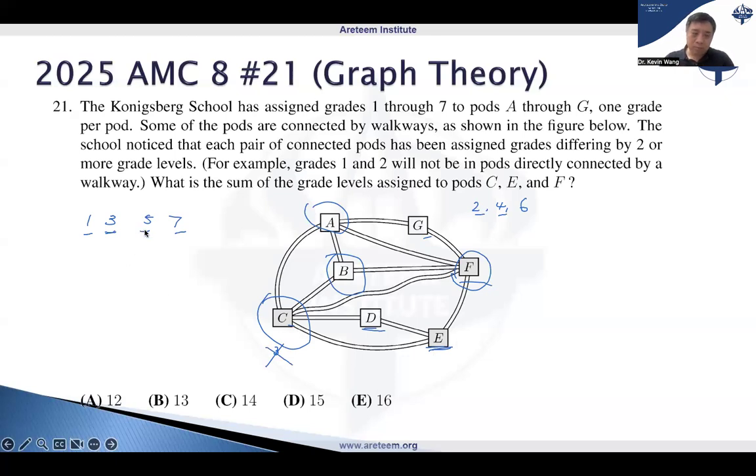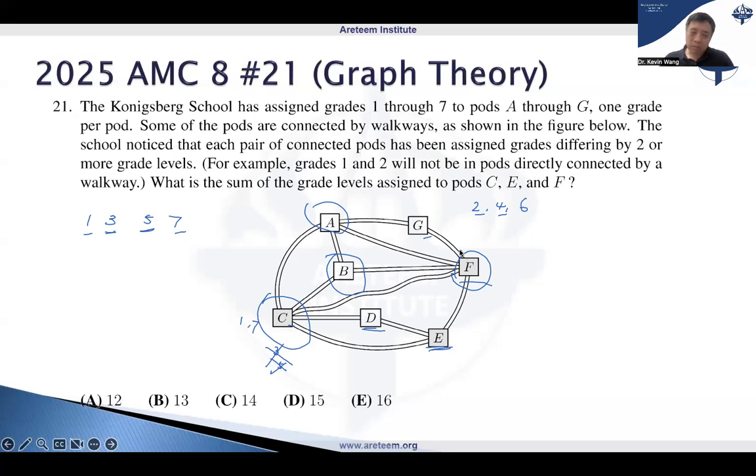Same thing to 5, right? So if you put 5 there, it's going to mean what? 4 and 6 cannot be next to each other, cannot be in D and E. But we have to put one of those in D and E, right? So we cannot just put 2 in both of them. So that means 5 cannot be here either. So it just has what? 1 or 7 left over. 1 or 7.